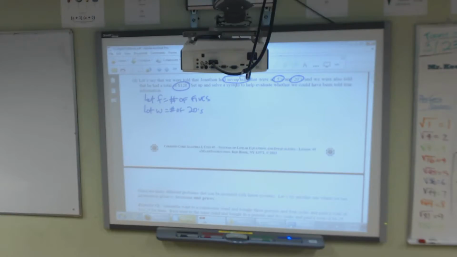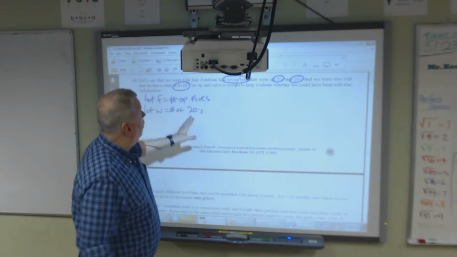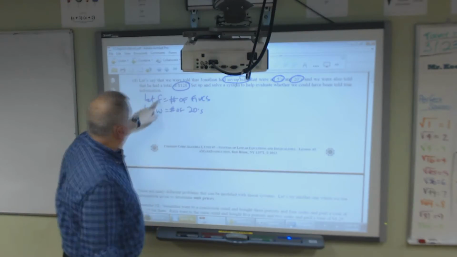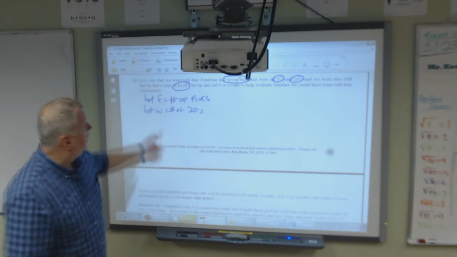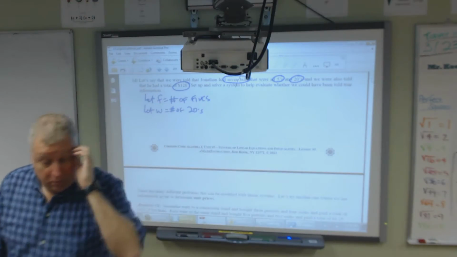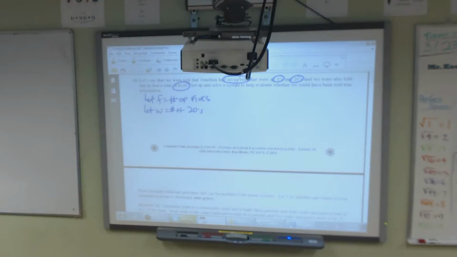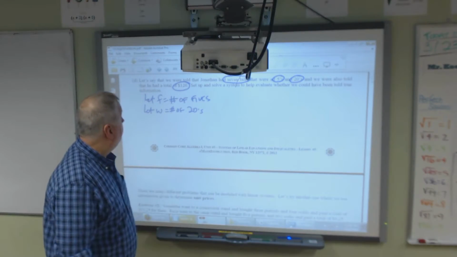Can you say it like you just said it last time? They're telling us that he has 7 bills altogether in his pocket. They're all either 5s or 20s. If F is how many 5s he has, and W is how many 20s, how can I write an equation with that? He has 7 bills. So F plus T equals 7.